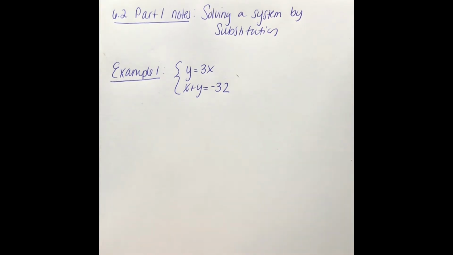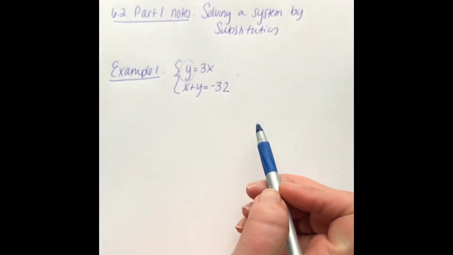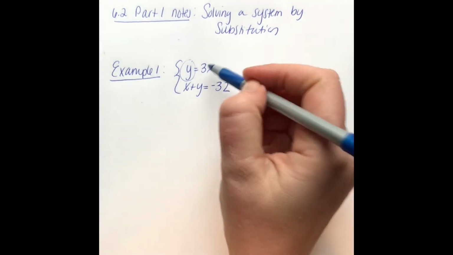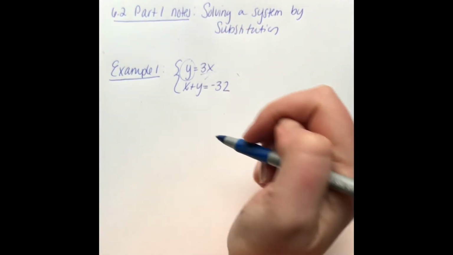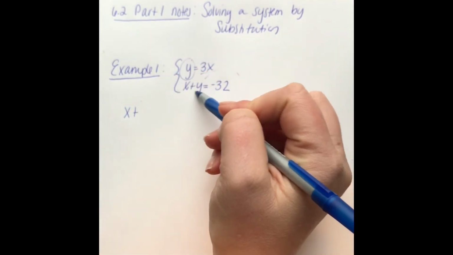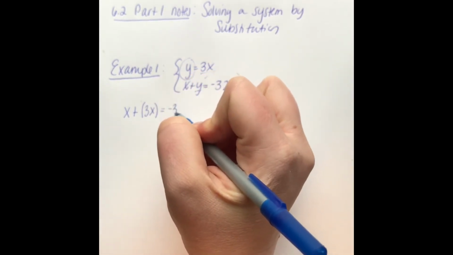So our first one, y equals 3x and x plus y is equal to negative 32. That's our system. When you solve by substitution, you always want to get one of the letters in either one of the equations by itself. In this case, this y is already by itself. Okay, so what we can do, we can take the y out in the second equation and plug in the 3x in its place. And remember, whenever you do substitution, you always have to put parentheses around it. So we have x plus, instead of the y, since y is equal to 3x, we're going to plug that in its place. And that's equal to negative 32.